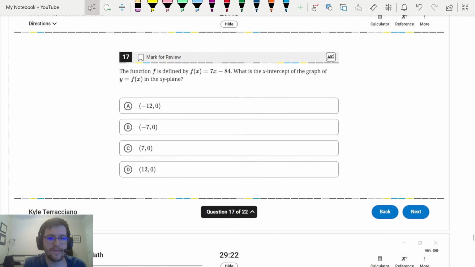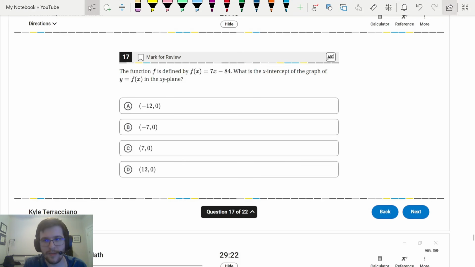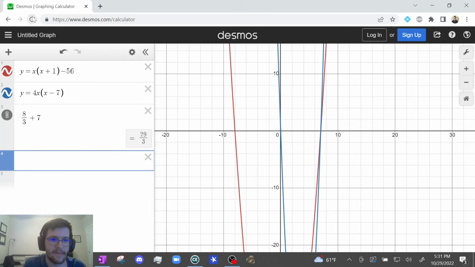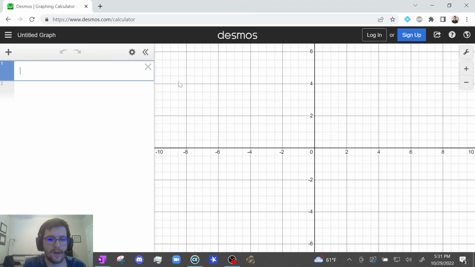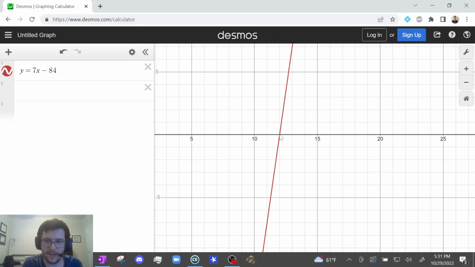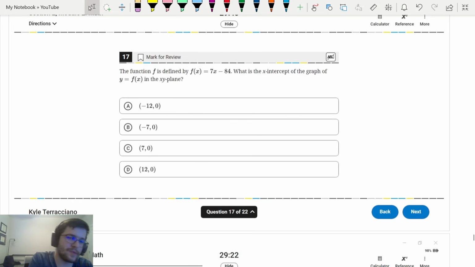Okay, great. What is the x-intercept of the graph? Okay, again, if you wanted to, we could use Desmos for this. I did this in the last section. Let me just do it again. So y equals 7x minus 84. And then you just zoom out, click on the x-intercept, and it is 12 comma 0. So that's it. So it's 12 comma 0 from Desmos, so that means it's 12 comma 0 here.